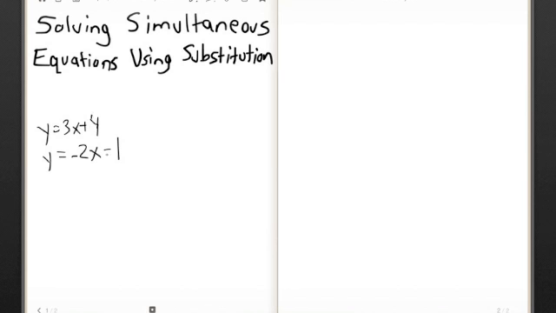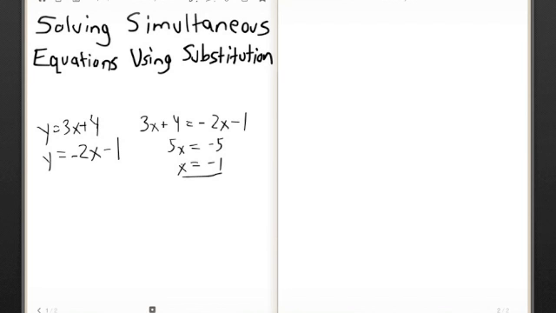So here's what you should notice here. If both 3x plus 4 and negative 2x minus 1 are equal to y, then they are equal to each other. If two things are equal to the same thing, then they themselves are equal. So here we could say that because they're both equal to y, 3x plus 4 is equal to negative 2x minus 1. And if we solve this, we'll get 5x equals negative 5, x equals negative 1.